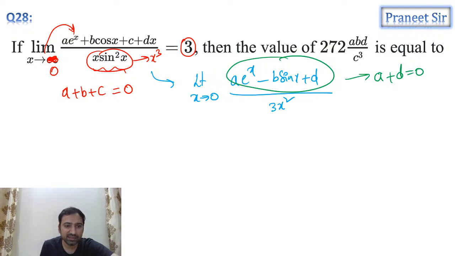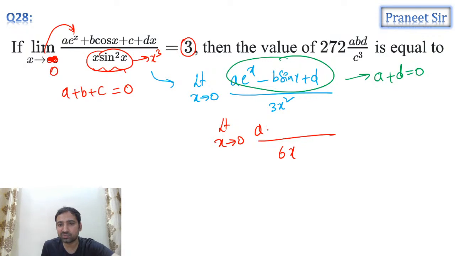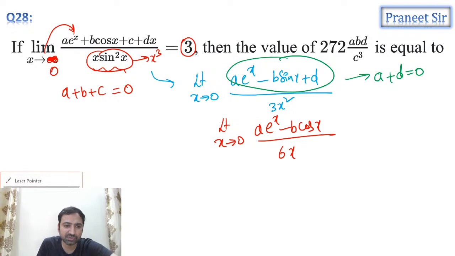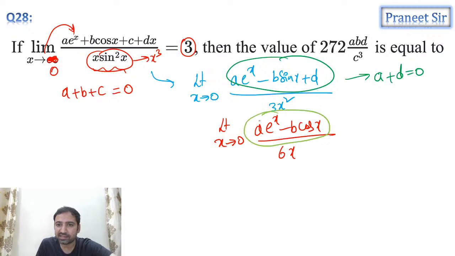And then when we apply L'Hospital rule again, limit x tending to 0. Denominator is 6x. And the numerator is what? Again, a into e power x minus b cos x. Again, we are getting 0, guys. Denominator is getting 0, means again numerator also should be 0. Let's calculate the numerator. Substitute x equals to 0 in numerator. Are we getting a minus b is equals to 0? Okay, we are getting a is equals to b.